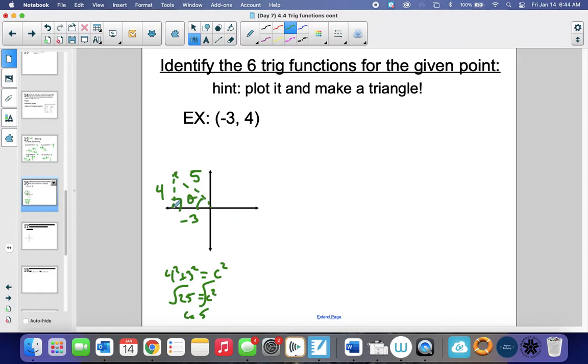So you always make the triangle with the x-axis. I should have mentioned that. When you plot the point, drop a line down to the x-axis. Drop your altitude to make the 90 degrees with the x-axis. Now they want us to find the 6 trig functions. So we're going to do our sine, cosine, tangent, and then the reciprocals: cosecant, secant, and cotangent.